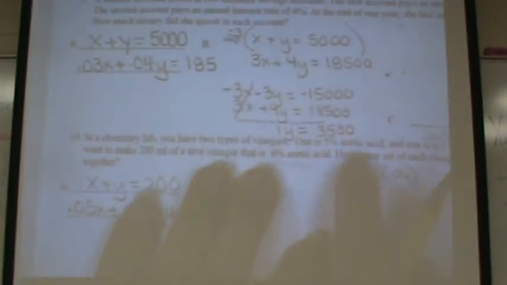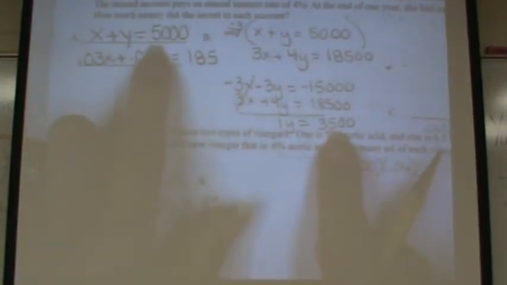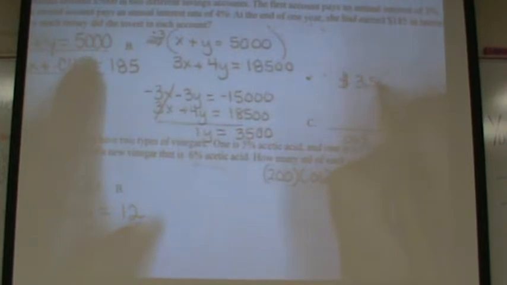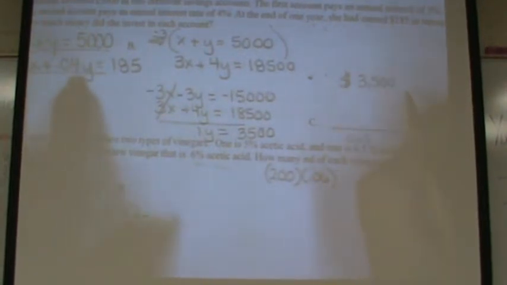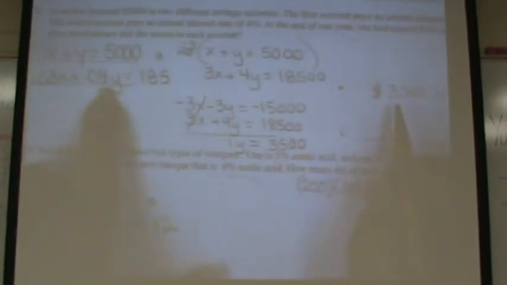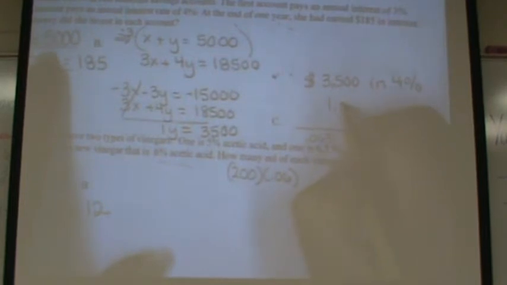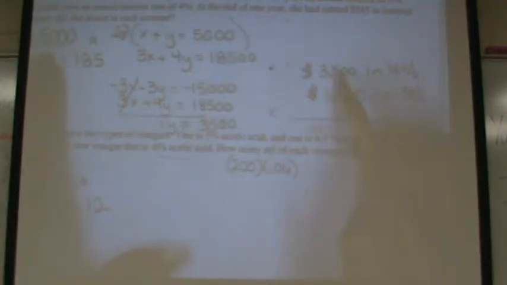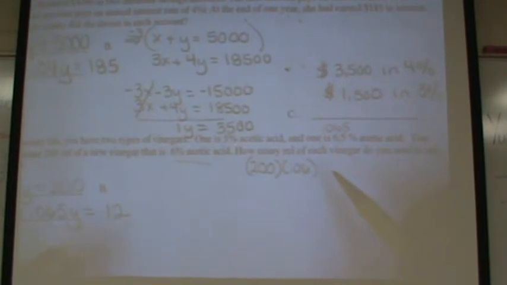Now, is that reasonable? Is that less than 5,000? Yes, it is. So I'm going to answer my question like this. I'm going to say $3,500 into the 4% account and subtract that from 5,000. You get 1,500 in the other account, the 3% account. And these two add up to be 5,000.